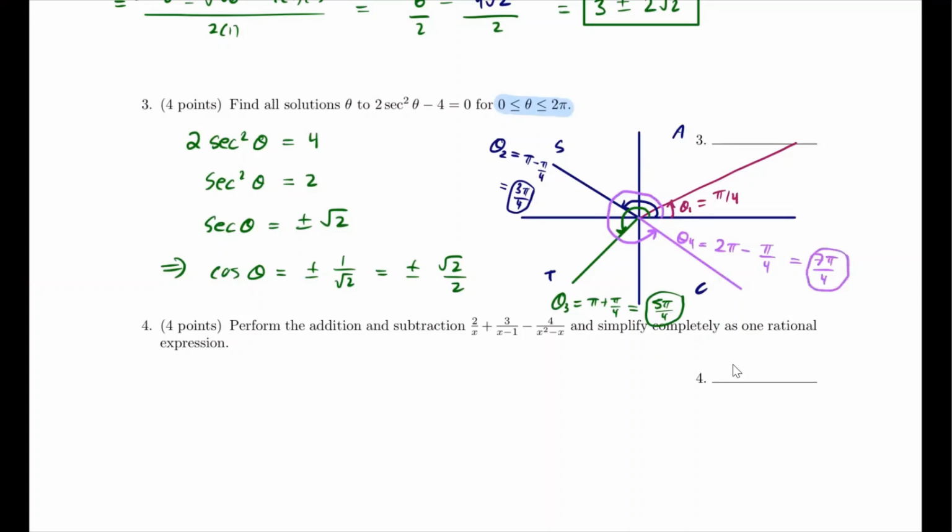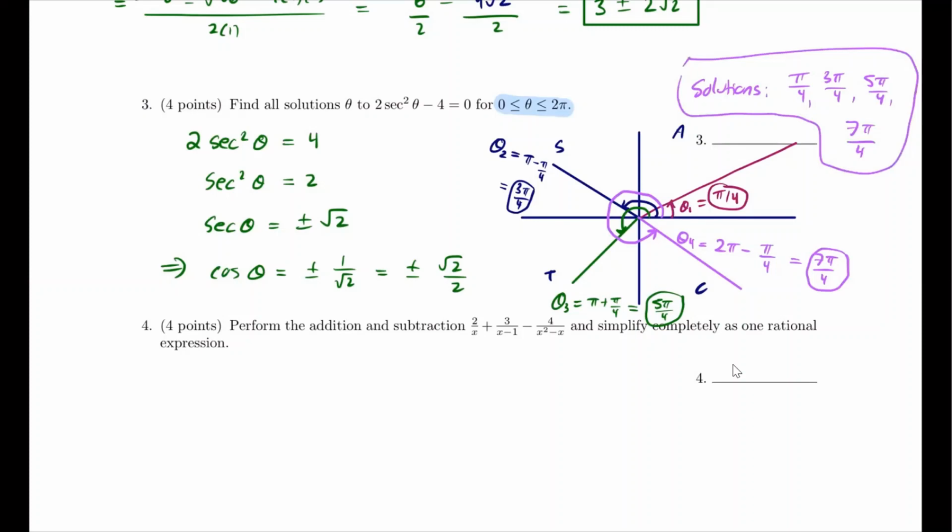So these are our 4 solutions within this interval, which correspond to positive square root of 2 over 2 for cosine and negative square root of 2 over 2 for cosine. So you get 4 solutions. So our solution, let's explicitly write it out. Our solution is going to be pi over 4. Then we have 3 pi over 4. Then we have 5 pi over 4. And then we have 7 pi over 4. So these are the 4 solutions for this particular equation.